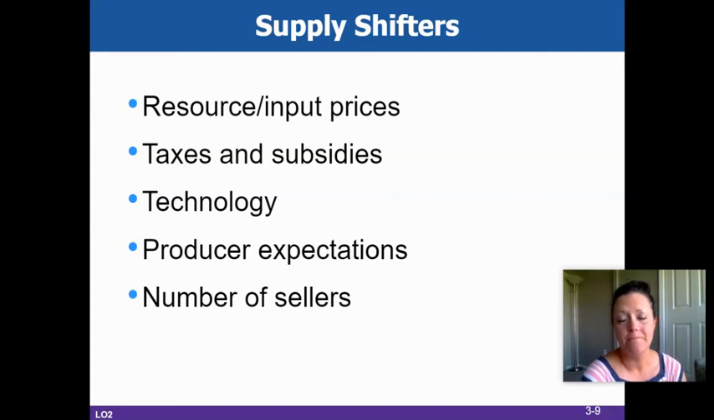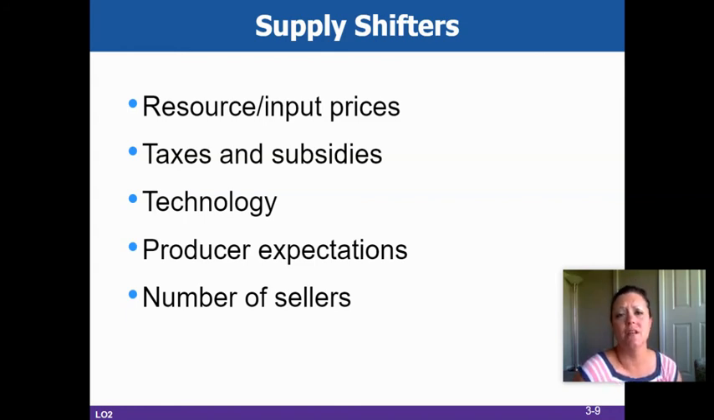Taxes and subsidies have to do with government interventions in the markets. Generally, when taxes are placed on things or taxes are increased on things, supply will decrease. When subsidies are placed on items, that's to encourage businesses to sell more of those items or make more of those items available for sale. And so subsidies will cause increases in supply. Technological change is another. Producer expectations, just like consumers, producers are looking at markets and making decisions about what to do based on what they expect will happen.